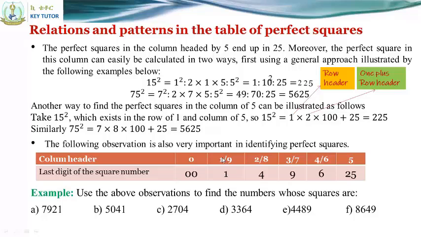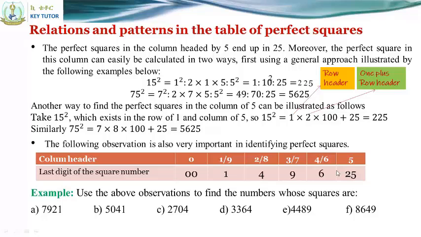The numbers in the column of 1 or 9, their last digit is 1. The numbers in the column of 2 or 8, their last digit is 4. The numbers in the column of 3 or 7, their last digit is 9. The numbers in the column of 4 or 6, their last digit is 6. The numbers in the column of 5, they end up in 25. Okay, this is a very important observation.